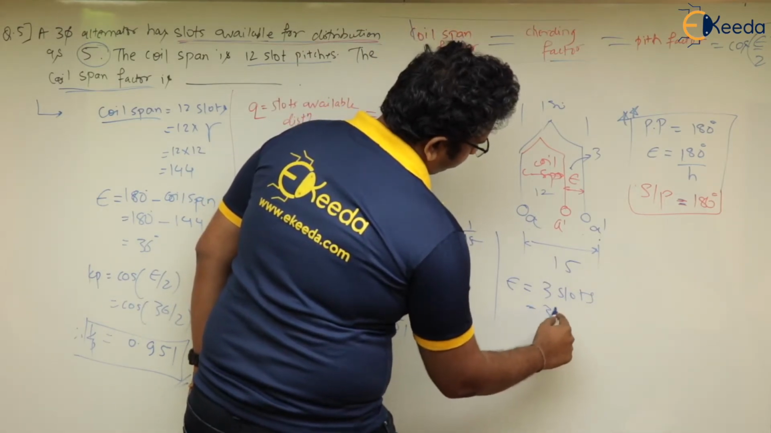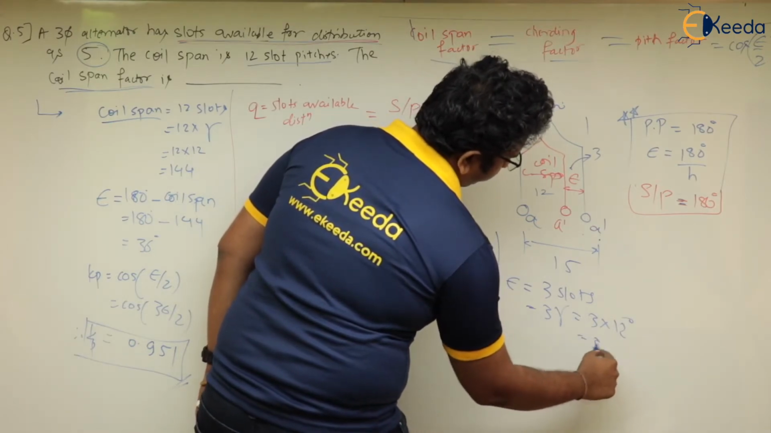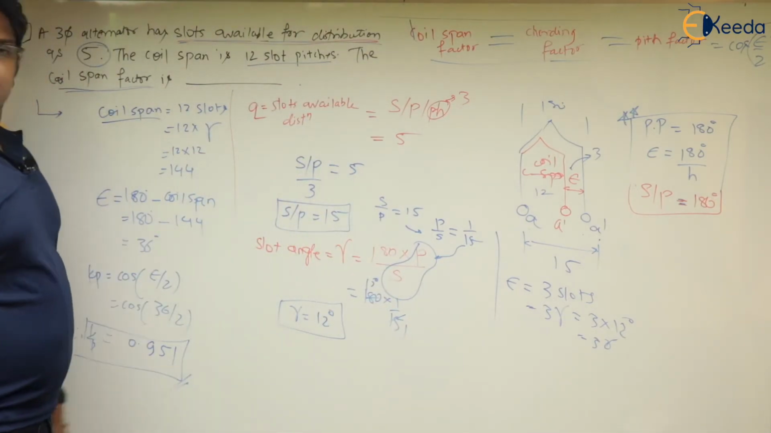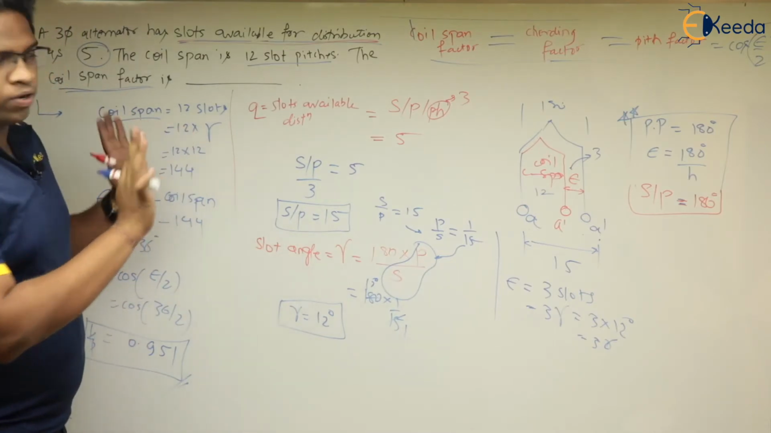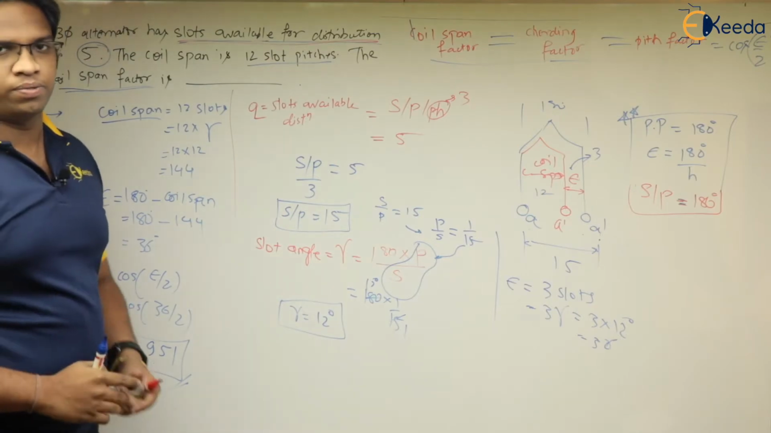So it is 3 times gamma, in the sense 3 into gamma. What is gamma? 12 degrees. So again you can have 36 degrees and then do the same stuff. 36 degrees only, right? So that is another approach. It's okay. Whatever you feel good, you can solve. Anyways, let us think of the next question.